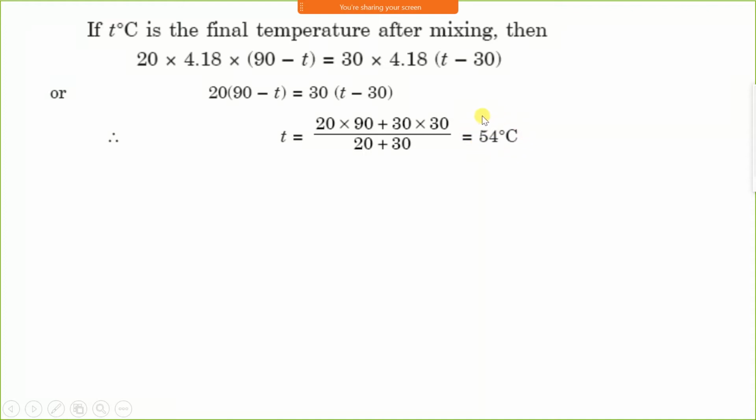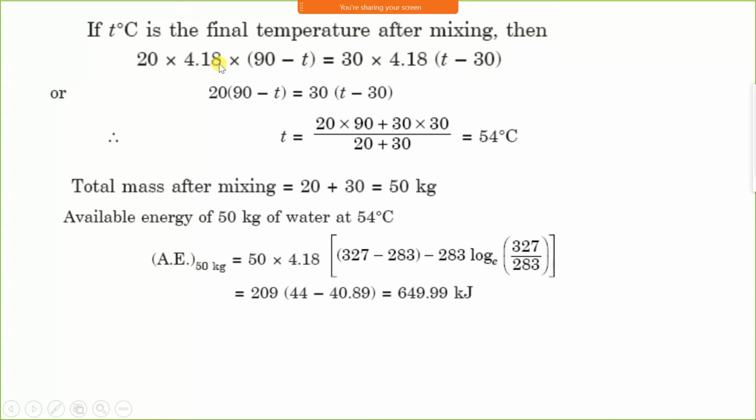The 54 degrees Celsius is the temperature of the mixture. Now the mass of the mixture is 20 plus 30, that is 50 kg. Now we know the mass, we know the temperature, and we know the specific heat of water is 4.18 for all cases. Therefore, for the available energy of 50 kg of water at 54 degrees Celsius, we will apply the direct formula: m cp (upper limit minus lower limit) minus T0 ln (upper limit upon lower limit).